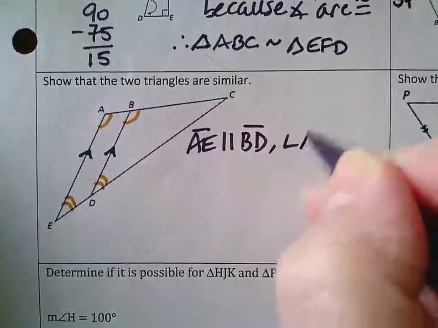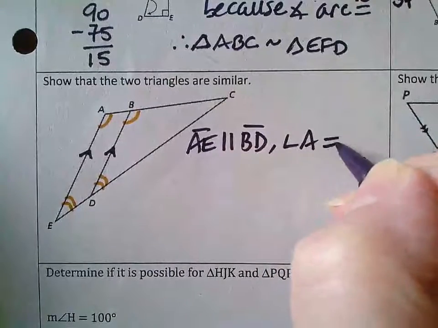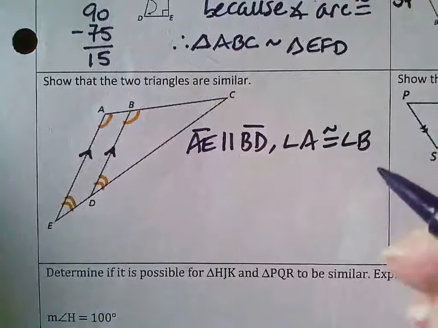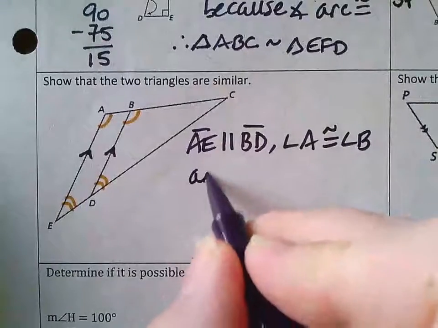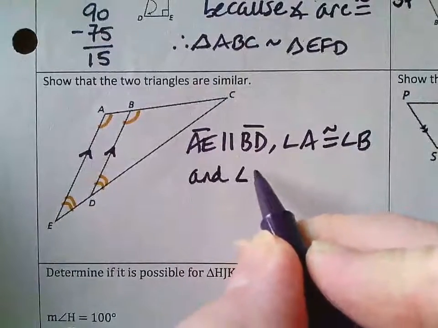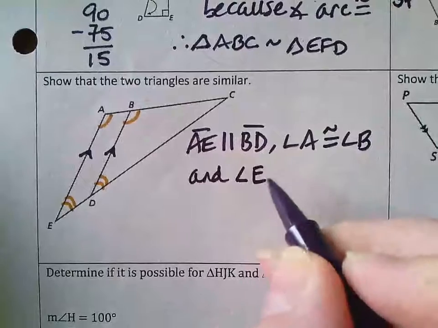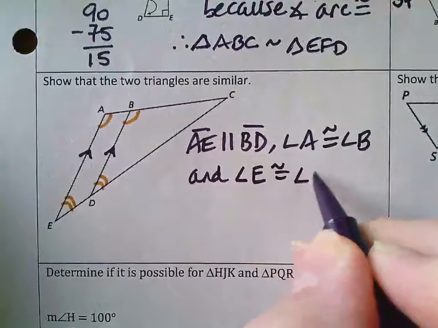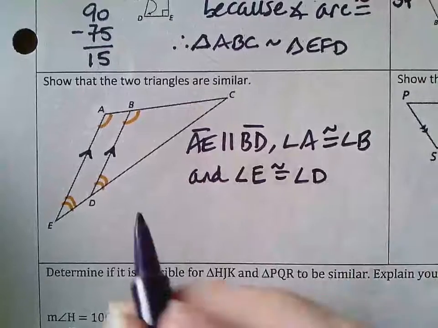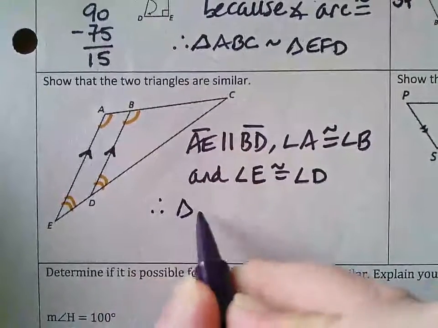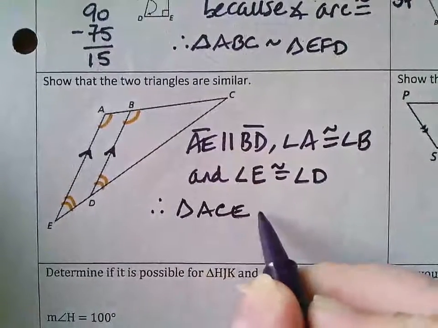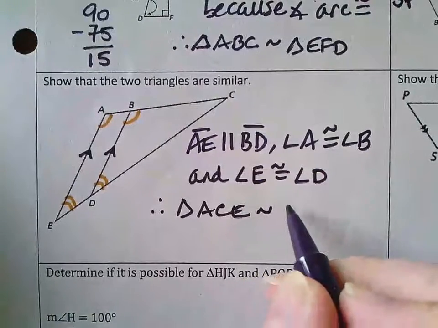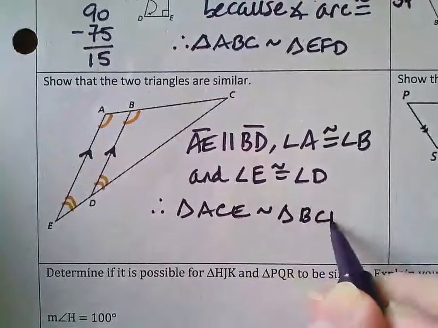Angle A is congruent to angle B, and angle E is congruent to angle D. So therefore, triangle ACE is similar to triangle BCD.